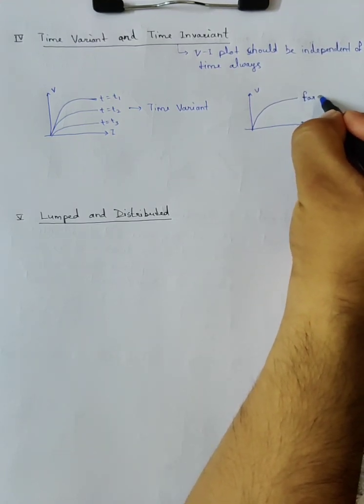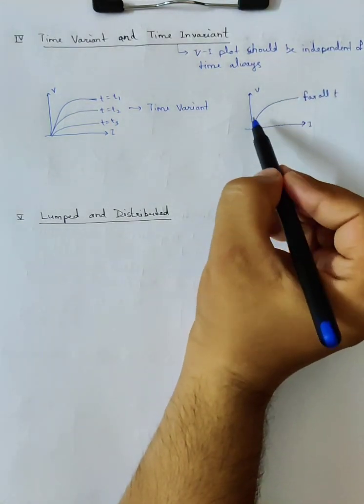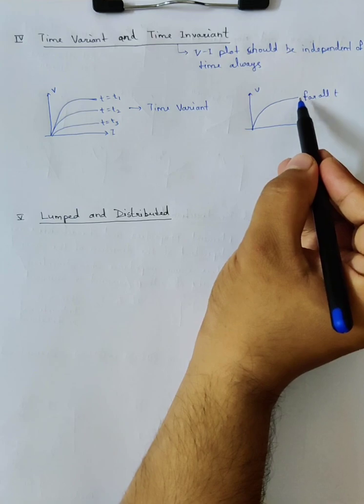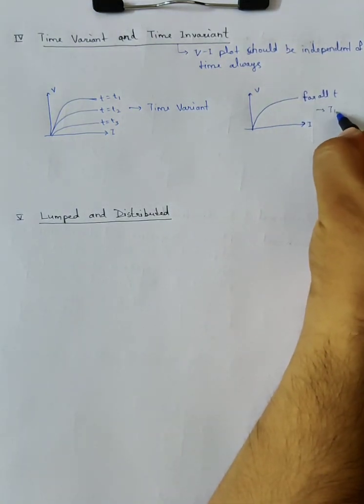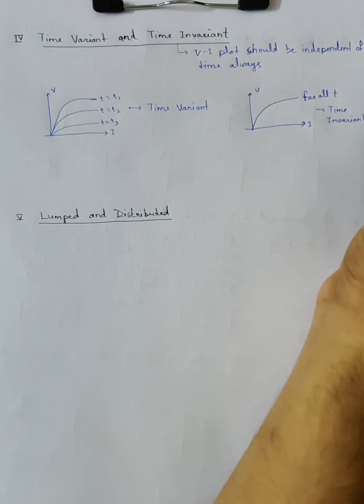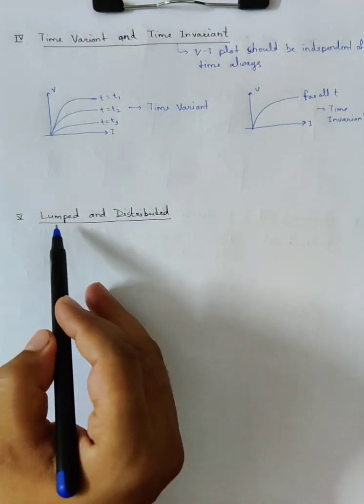For all t, this characteristic is the same for all values of time. So this is time invariant. Next classification is lumped and distributed.